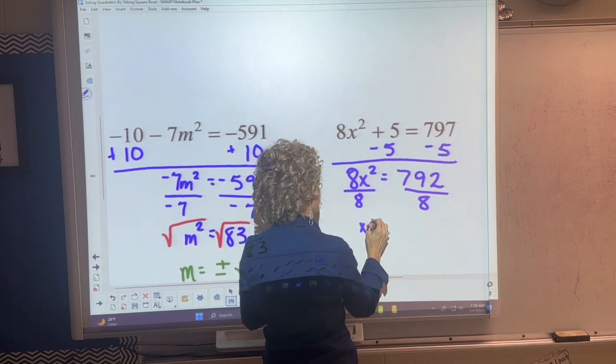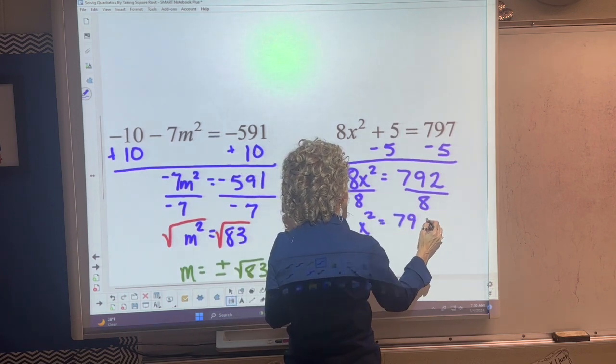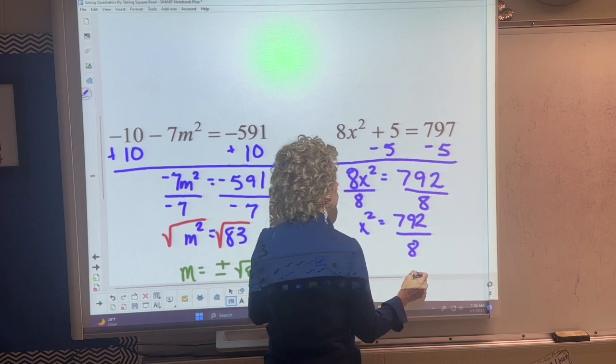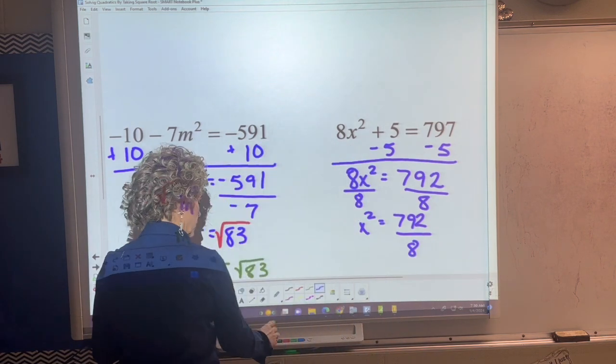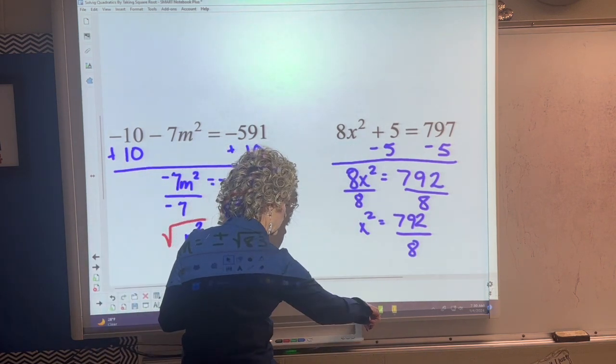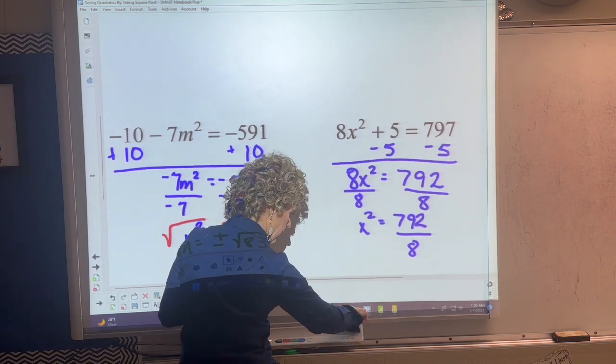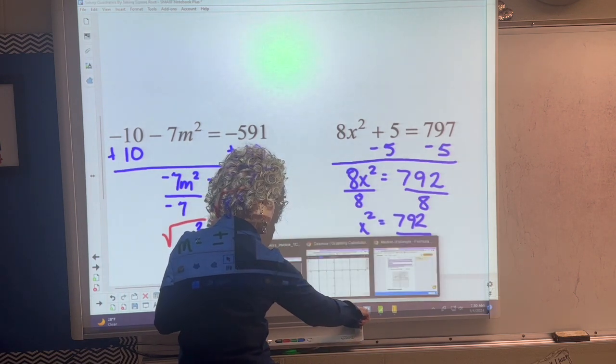And so I get x squared equals 792 over 8. I'll be honest, I don't know what that is off the top of my head, so we're going to pull out our handy dandy calculator.